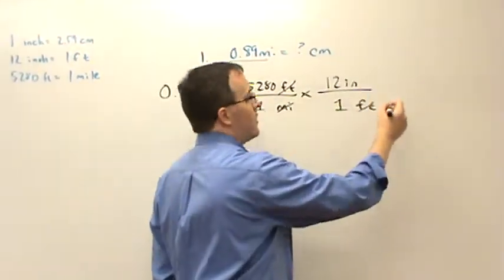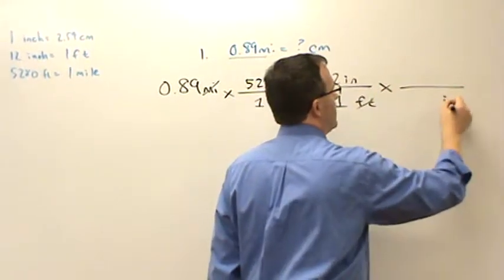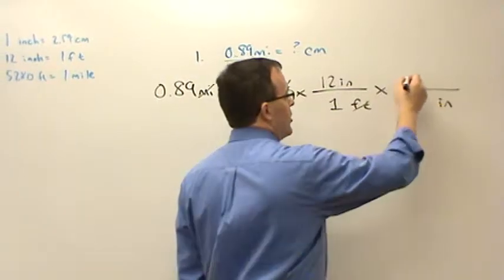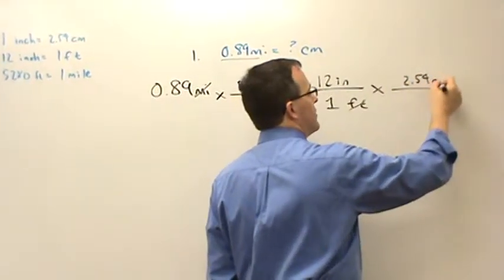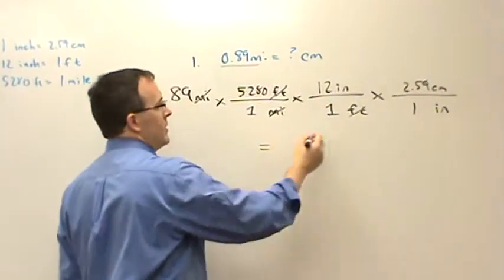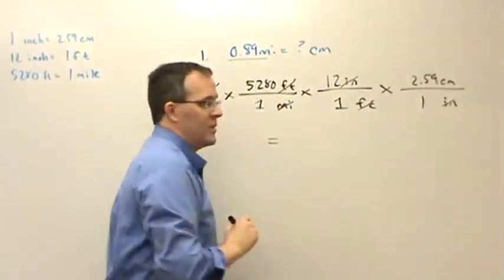Again, no thinking. X, line, inches. And now I know I've got a conversion from centimeters to inches. So I'm going to put 2.54 centimeters equals 1 inch. I can cancel the inches, and I see that I've got centimeters left.